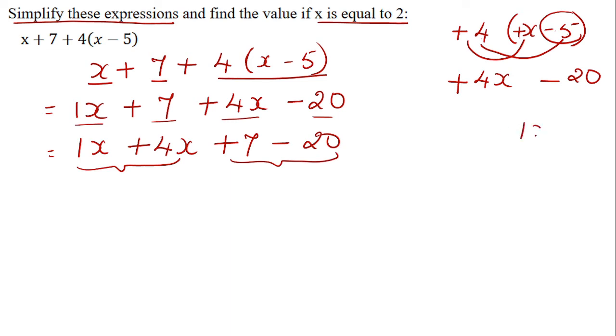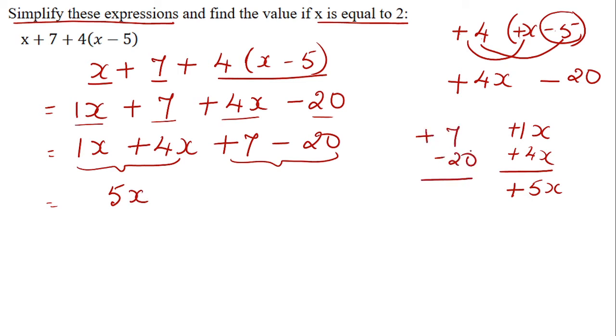So 1x plus 4x, same signs, put the same sign and add. So this is equal to 5x. And then you have plus 7 and minus 20. Different signs, put the bigger number sign and subtract. 20 minus 7 is 13. So 5x minus 13.